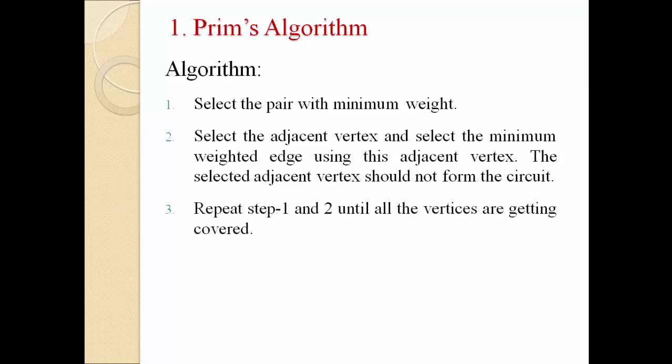Step number 3 is to repeat step number 1, that is, select the pair which has a minimum weight, and then the second step, identify the next vertex, or we can say the neighbor vertex or adjacent vertex, which has a minimum weight. So repeat both these steps until we get a solution, until we find the minimum spanning tree of any graph.